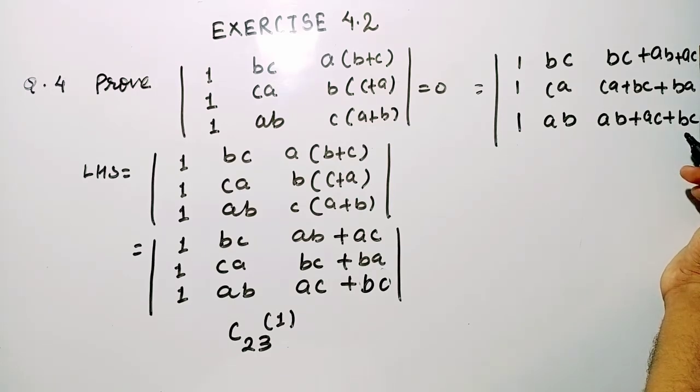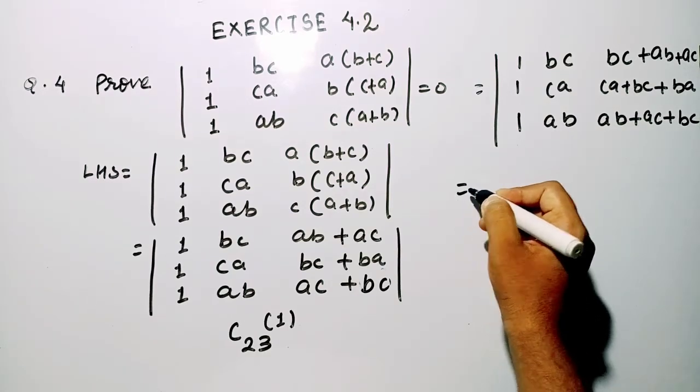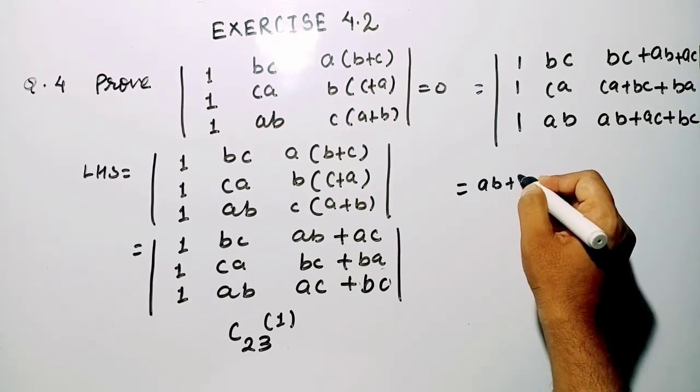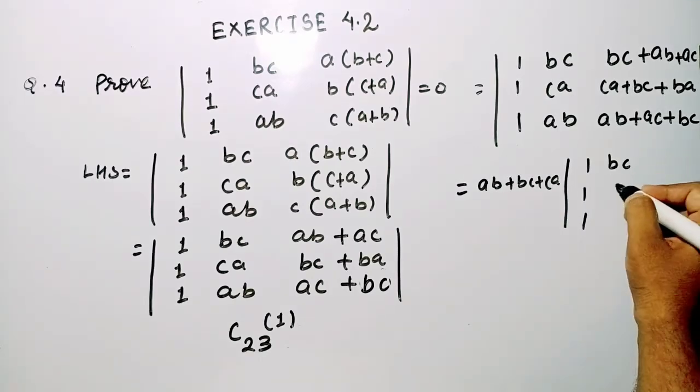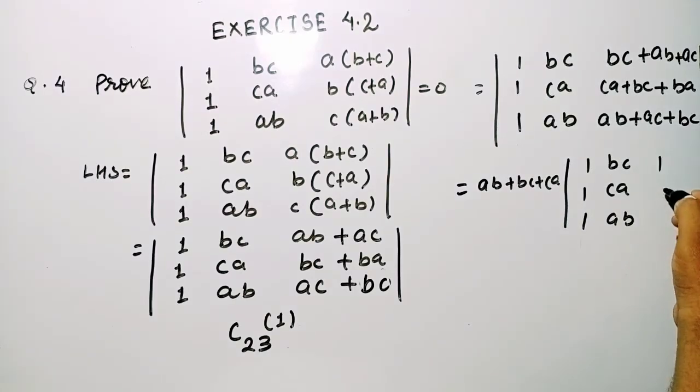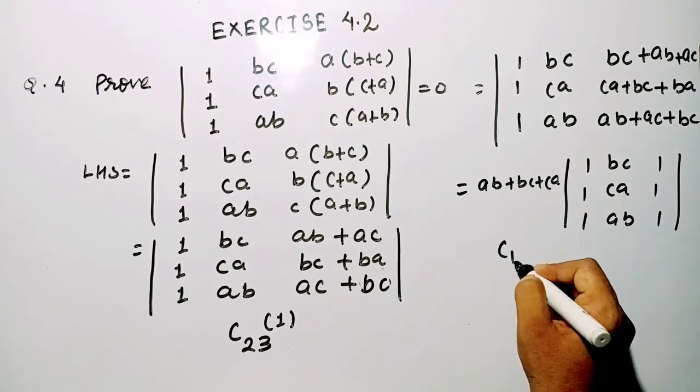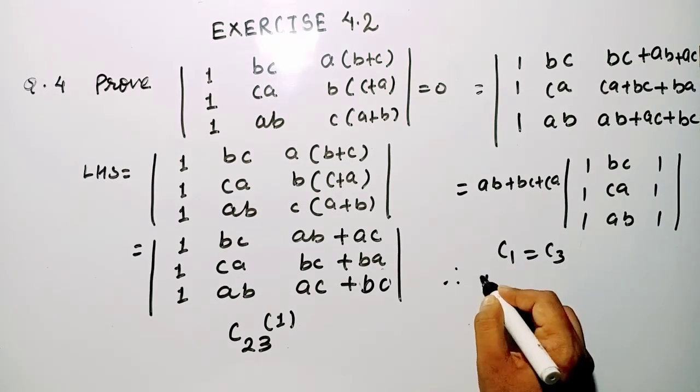Now you can see that in the third column the elements are identical. So the common term will be AB plus BC plus AC. So we are getting 1, 1, 1, BC, CA, AB, 1, 1, 1. Now you can see that the third column and first column are identical.